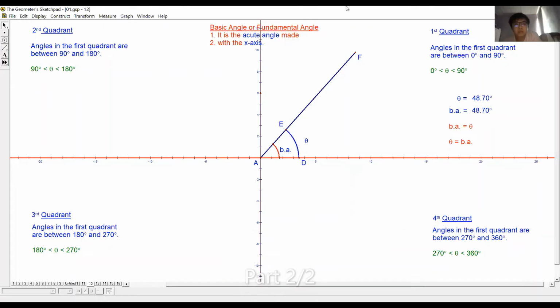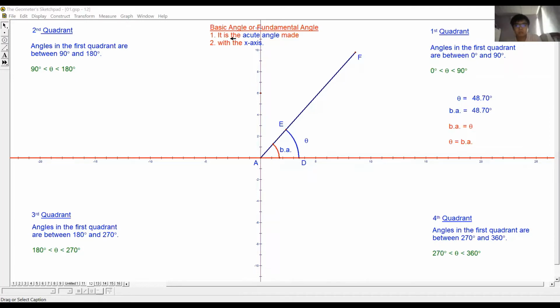This is what? We need to know the basic angle. Some books call it the fundamental angle. Now, what is this basic angle or fundamental angle? From now onwards, I call it the basic angle, easier to pronounce.